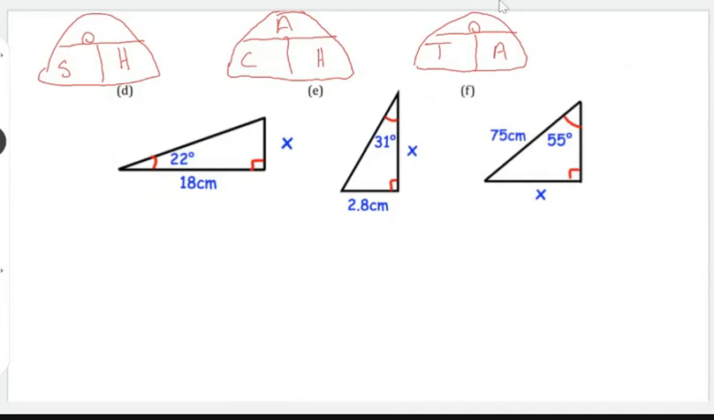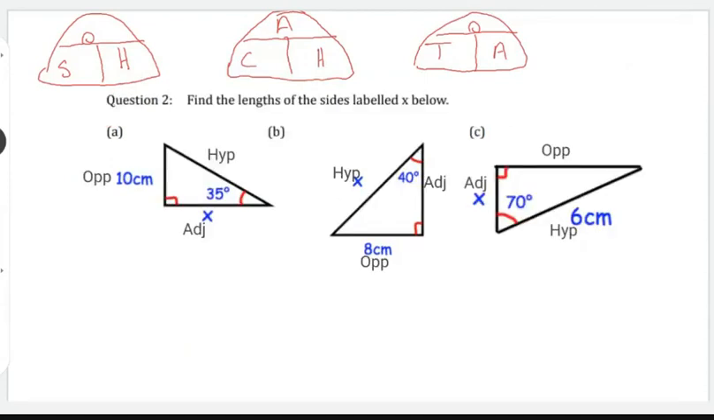Cool. Okay. So I'm going to go back. Oh, wow, that was quick. Wow. Yeah, you labeled it perfectly, it looks like. So just going to check. So the opposite is opposite the 35. Hypotenuse, yep. And the adjacent. Opposite the 40, yep. Adjacent, hypotenuse. Opposite, adjacent, hypotenuse. Nice. You got this.